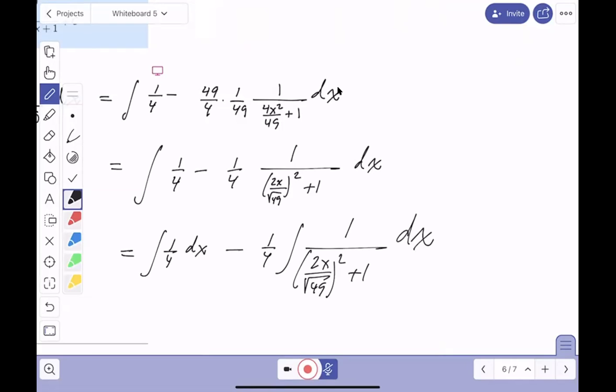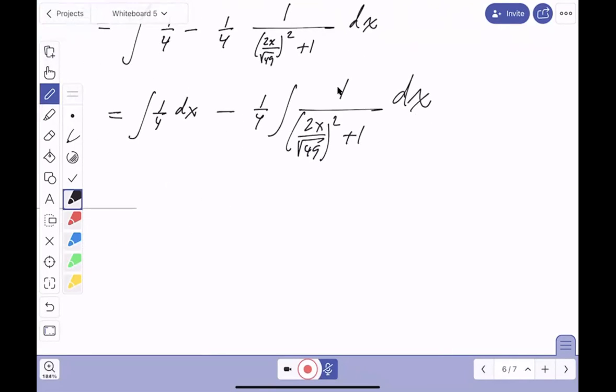Whoa, I think we can do it now. They wouldn't give me a problem they couldn't do, right? So let's take a look at that. The first guy's really simple to do. It's 1/4 of an x. The next guy, I want to be honest with you, looks familiar to me. So what I'm going to do is I'm going to say u equals 2x over root 49. So what's du? It's 2 over root 49 dx.